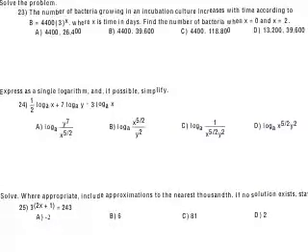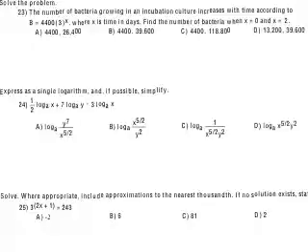Number 23. This problem says the number of bacteria growing in an incubation culture increases with time according to B equals 4,400 times 3 to the x power, where x is time in days. So find the number of bacteria when x equals 0 and x equals 2. This is really easy, except you have to know how to do the order of operations. You just plug in 0 for x and then 2 for x.